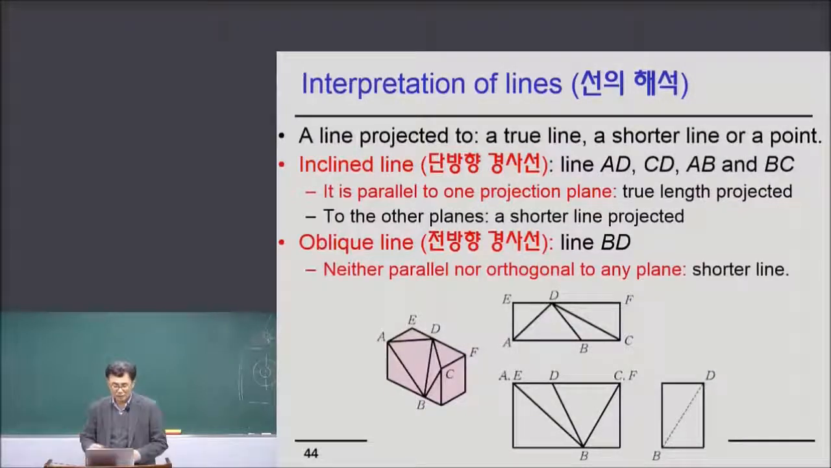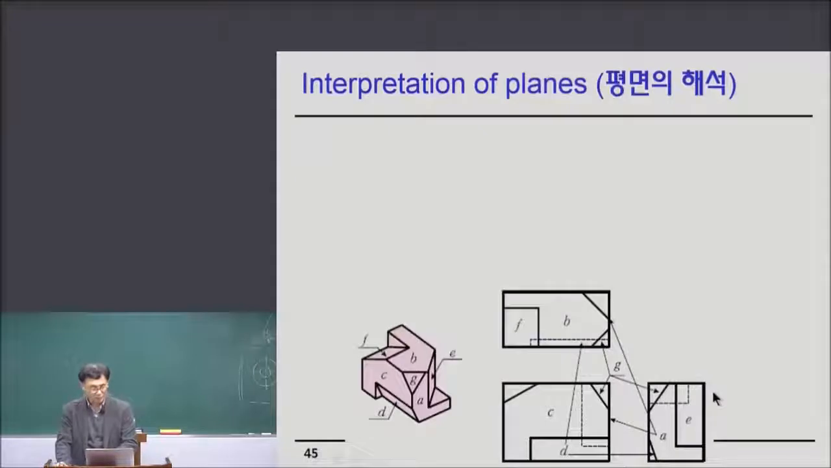And an oblique line, an example is line BD, okay? It is not parallel to any plane. It is not orthogonal to any plane. It is just inclined to all planes. So we call this line an oblique line, and BD is projected to every projection plane as a shorter line, okay? All right.